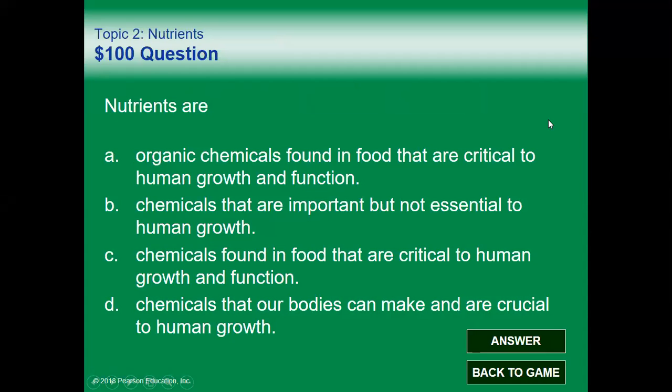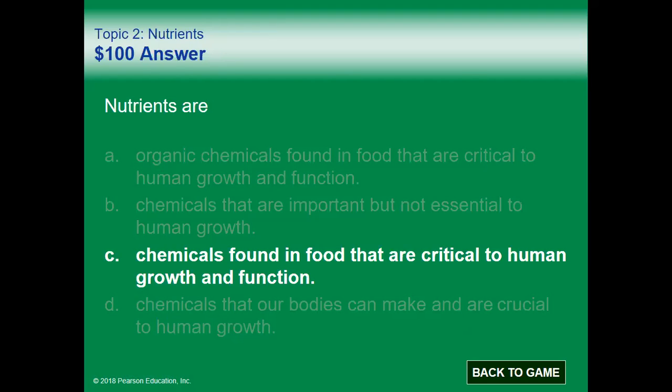All right, nutrients are organic chemicals found in food that are critical to human growth and function; chemicals that are important but not essential to human growth; chemicals found in food that are critical to human growth and function; chemicals that our bodies can make and are crucial to human growth. Chemicals found in food that are critical to human growth and function.